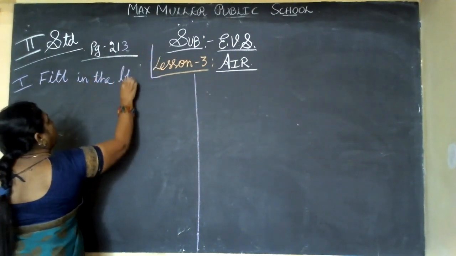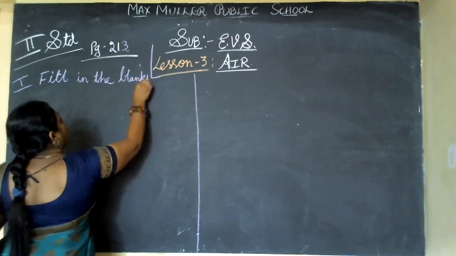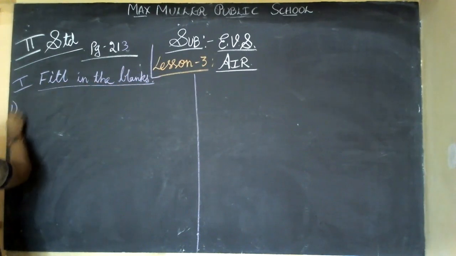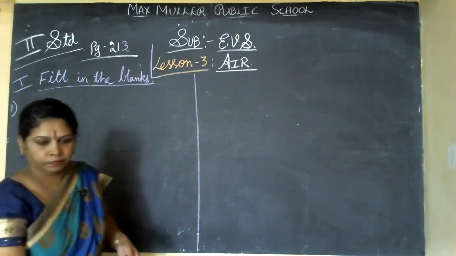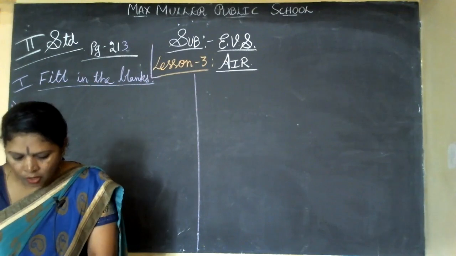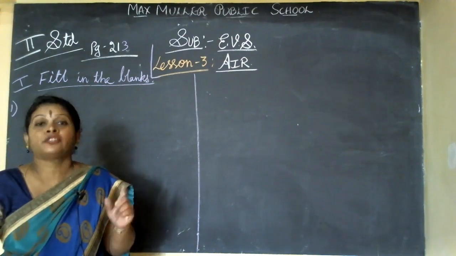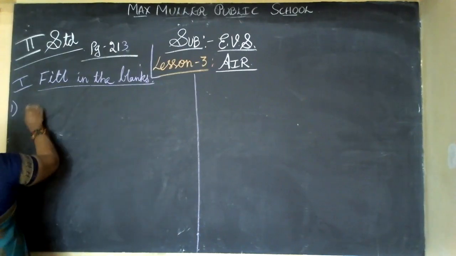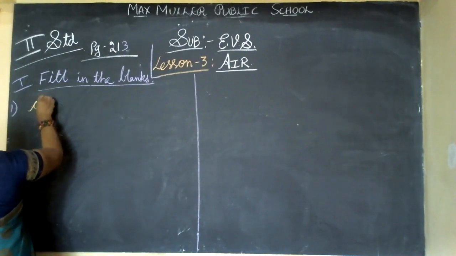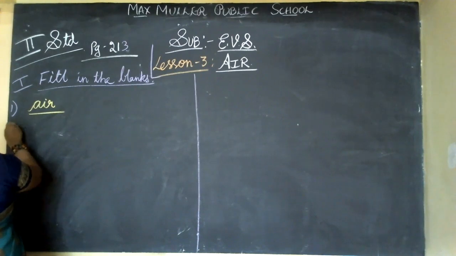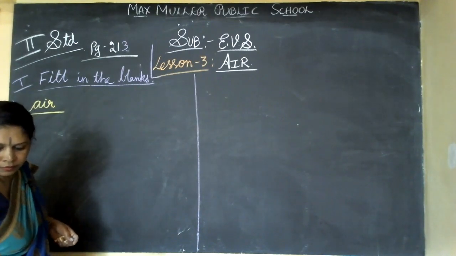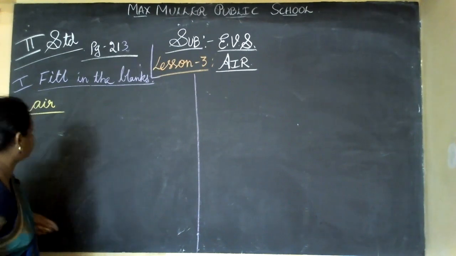Fill in the blanks. I'll write down the answers, copy down, okay? First one is, all living beings need dash to breathe. What do you breathe? All living beings need air to breathe. Second one, how many is there? 8, okay.